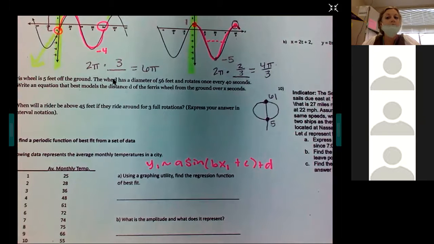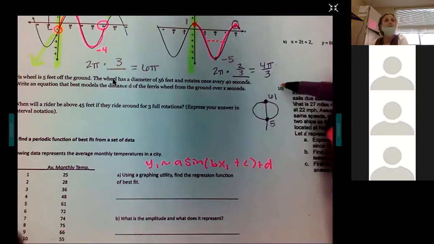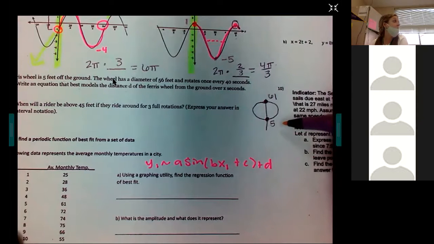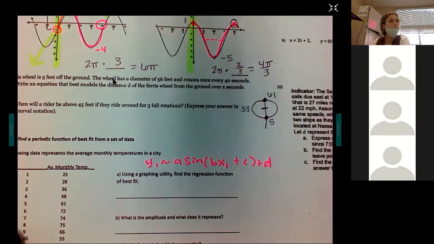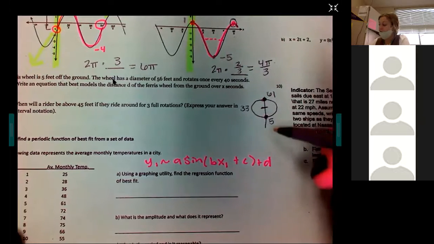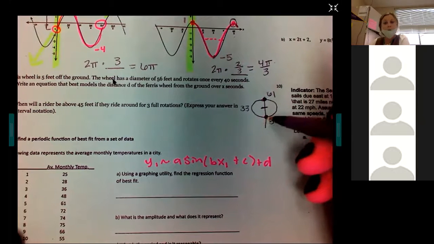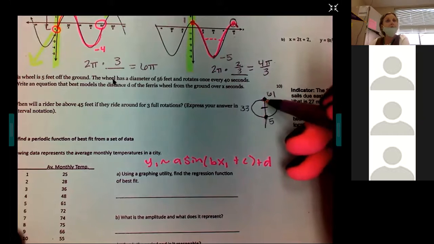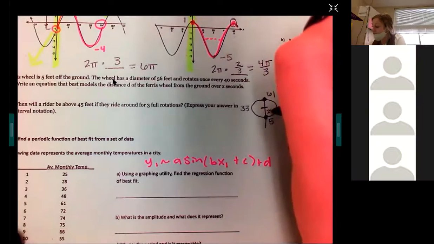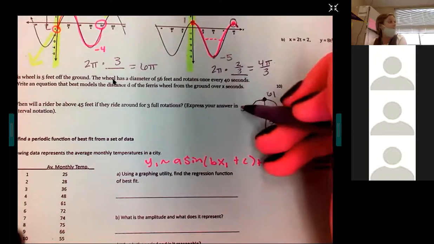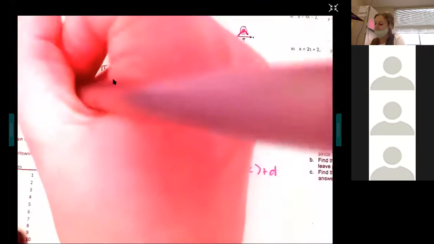All right. So a couple different ways you could do this next part. To find the midline, you could add 61 and 5 because that's your min and your max, and then you could divide them by 2. That'll give you 33 as the middle of the wheel. Other way you can do it, it starts at 5 feet off the ground. We know that the diameter is 56, which means the radius halfway is 28. And if you do 5 plus 28, don't you get 33? Good, that's what I did too.